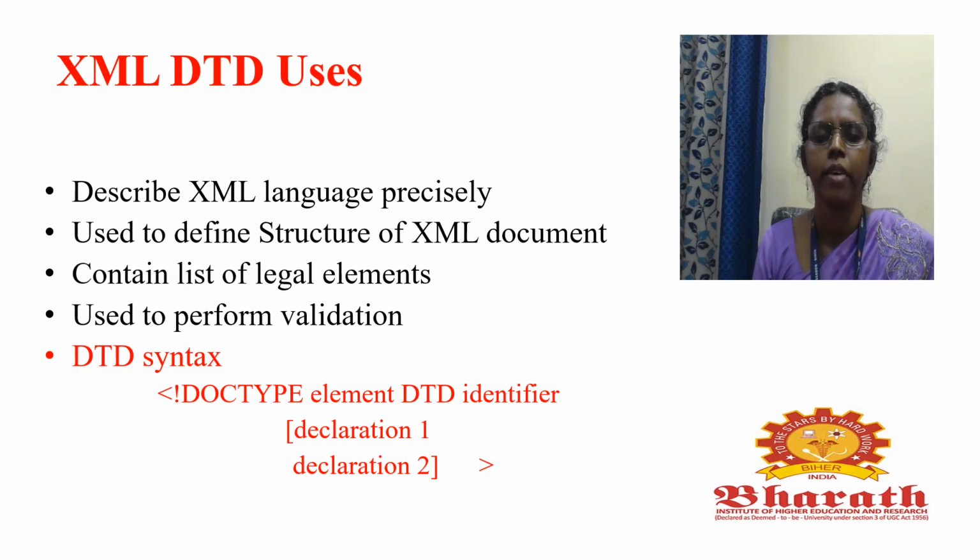So how can we define this DTD? So this is the syntax. So exclamation mark, document type, element, then document type definition identifier. Then we may have any number of declarations. Then after that we have to close the tag. This is the syntax of XML DTD.